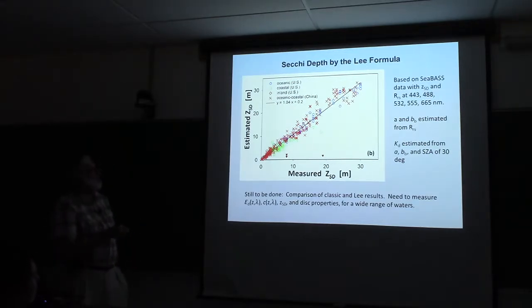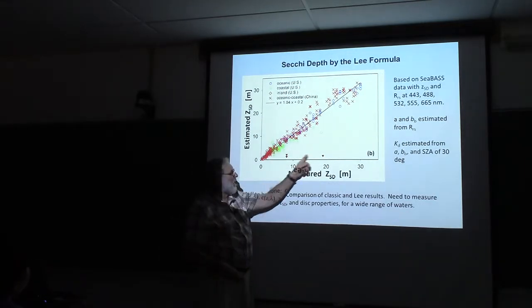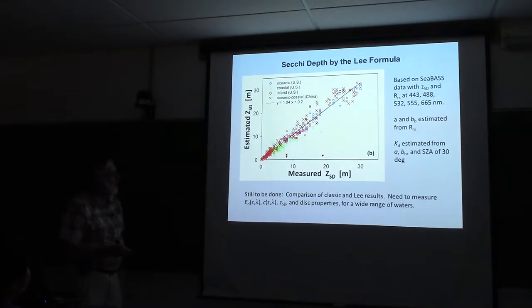And so he finally was able to say, here's what I predict for the Secchi depth, really starting with Rrs, versus the measured value from the database. And it's pretty darn good. And then there were these 3 outliers here of some weird thing that he discusses.